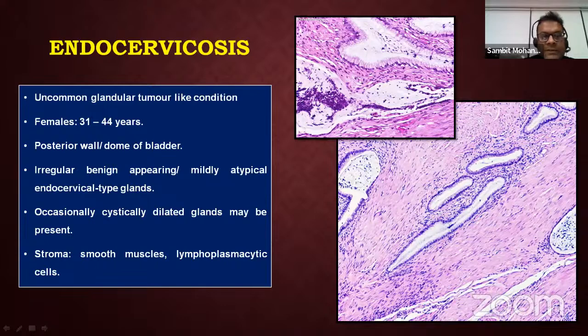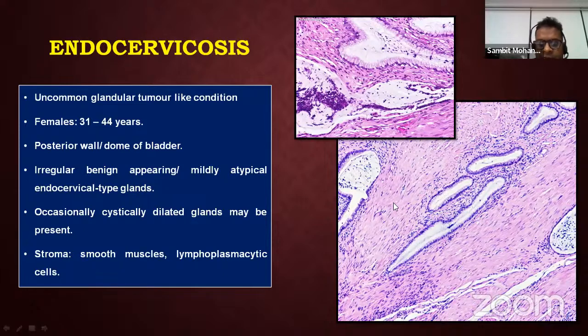Then endocervicosis. It is an uncommon glandular tumor-like condition of the bladder. What do you see? You see this fibrotic stroma like that of cervix, usually in the posterior wall or the dome of the bladder. They have irregularly appearing, mildly atypical glands. Atypical means they mostly show this reactive sort of atypia with a school of fish appearance, with every cell having little nuclear enlargement and nucleoli, and they look as if they are from the same family. They have a basally placed nucleus, apical mucin, and occasional cystically dilated glands.